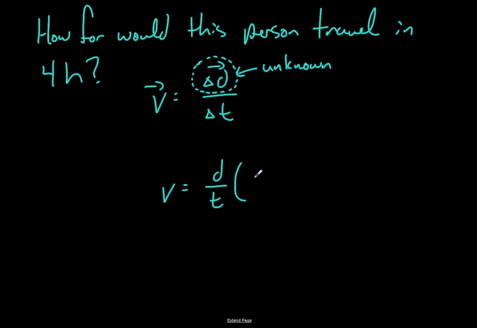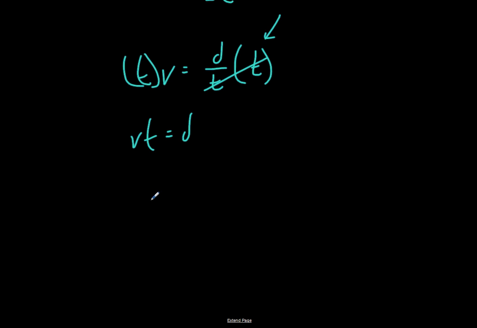I want to get the t off the bottom. So I'm dividing by t, so I need to multiply by t. And what I do to one side, I have to do to the other side. So if I multiply this side by t, divide by t, then multiply by t, cancels t. Since I multiply by t, that has to go over onto this side. So I get vt equals d. And if they're equal, I'd probably rather just write them like that. Displacement equals velocity times time.